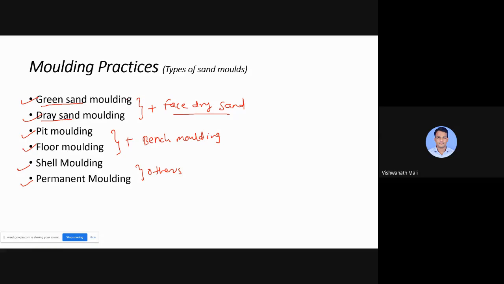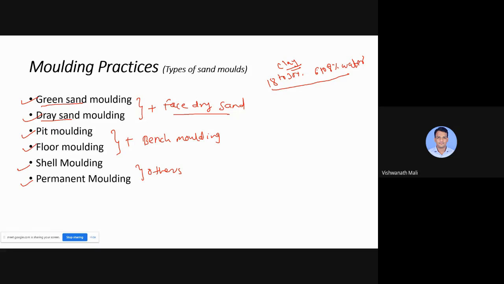What is green sand? Fresh sand, which contains 18 to 30% of clay and 6 to 8% of water. So that sand we call green sand. When we manufacture any product using such sand, which contains 18 to 30% clay and 6 to 8% water, then that molding is called green sand molding.